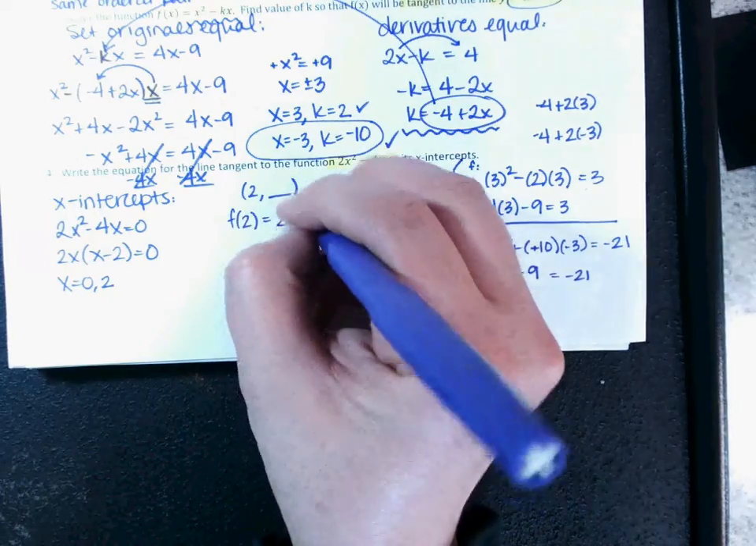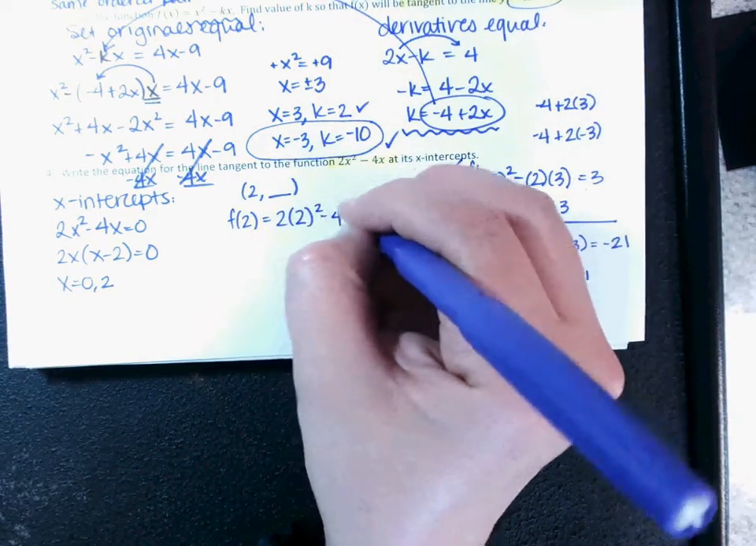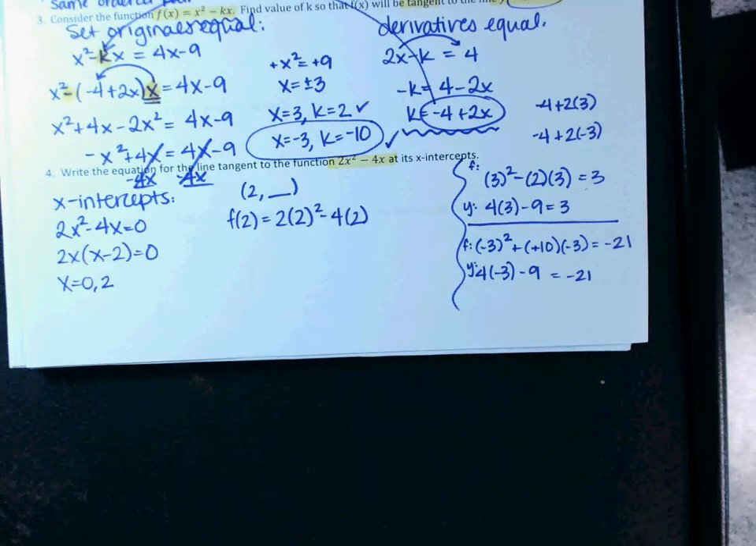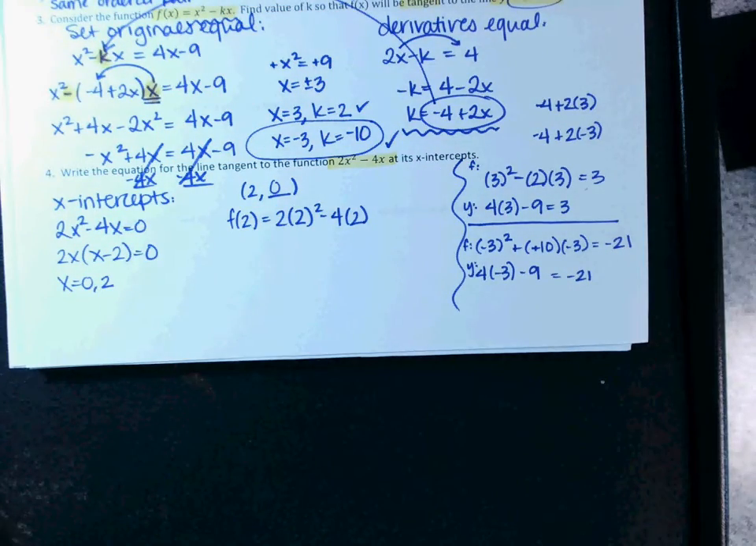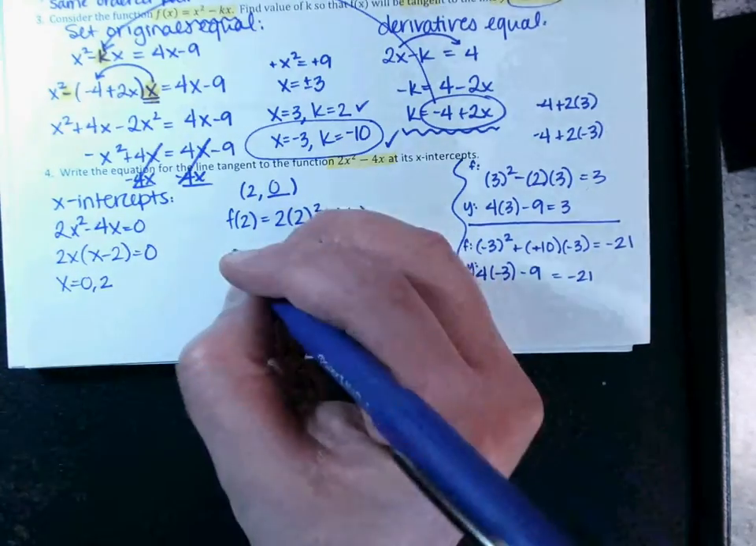So it'd be 2 times 2 squared. And what does my y value come out to be there? 0. And then after you find your y value, you also need your slope. That means you're going to have to take the what? Derivative.